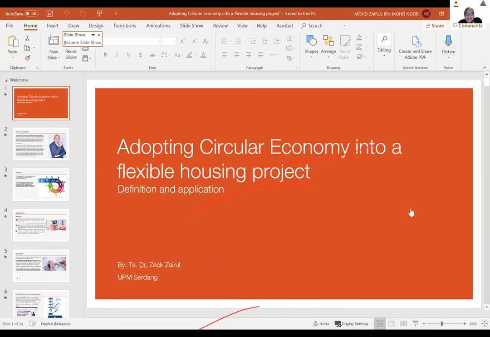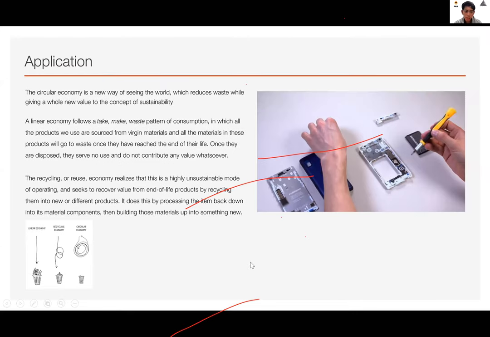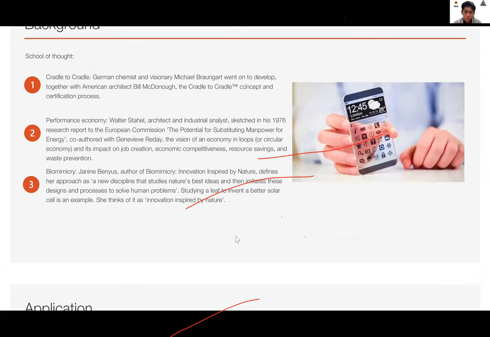Okay, I hope you guys can see from the screen. Is it visible now? Yes. All right. So, it's not full screen though. Okay, yeah, it's good now.